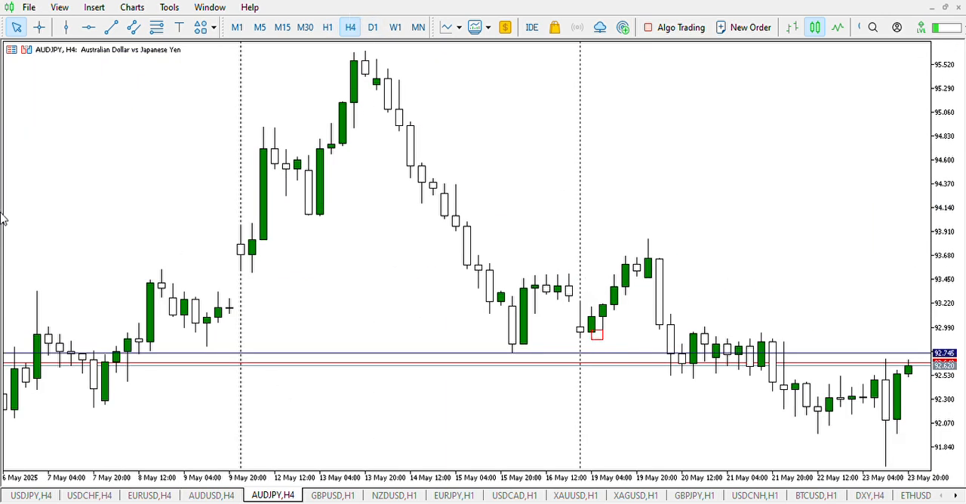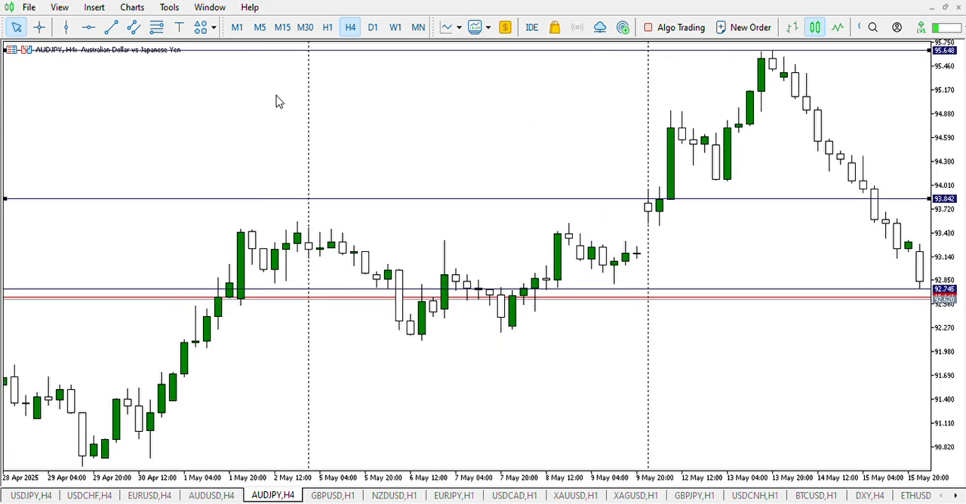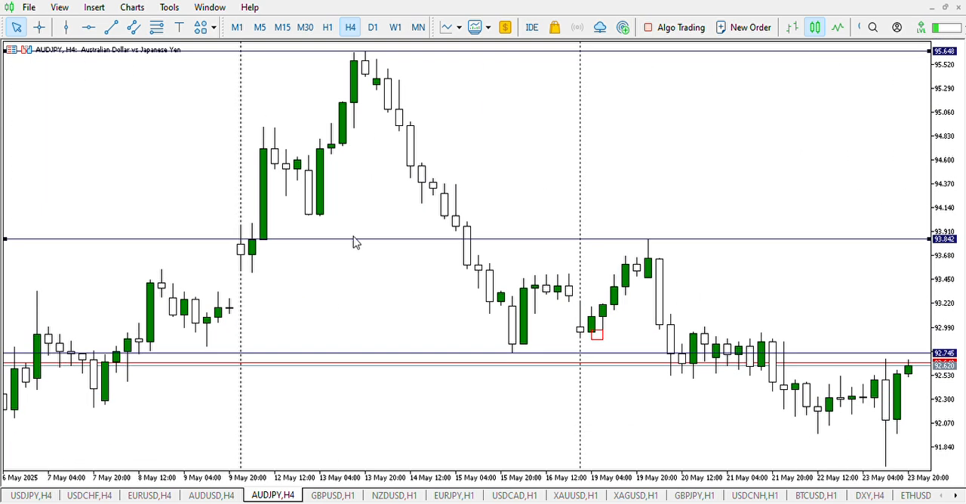On AUD/JPY, we can see price in a clear downtrend and a key resistance within this area. We have another key resistance within this area. For the month of May, we can see that price is currently rallying down. Whenever price gets to this zone, we expect a reaction. Whenever price gets to this zone as well, we expect a reaction.